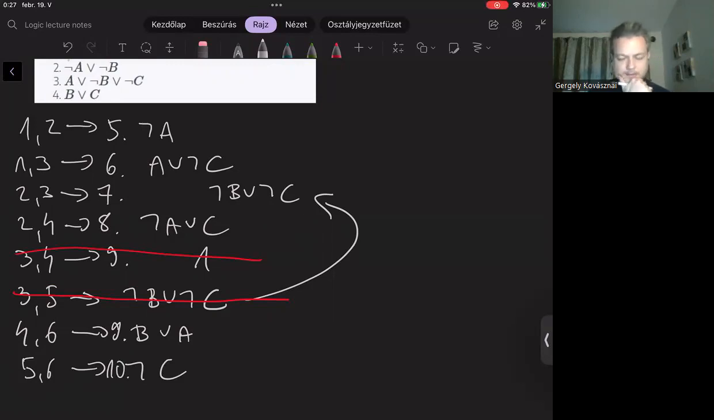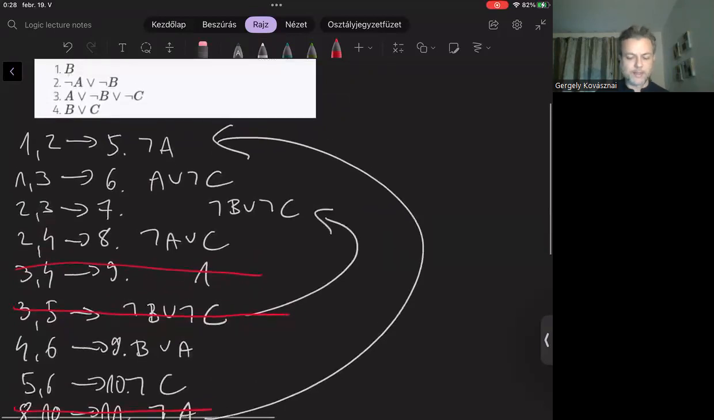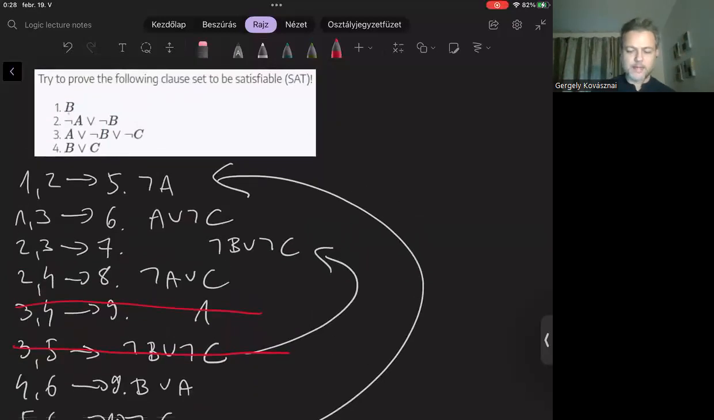So by looking at those clauses, I can see one more possible resolution step with clause number 8 and clause number 10, where the resolvent would be not A, but this does not make too much sense either, because not A was already generated before, so this is also a resolution step which can be ignored. And I don't see any further possible resolution steps. So we tried everything, and we could not derive the empty clause. And this proves that the clause set is satisfiable.